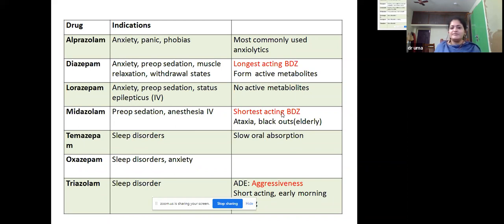Midazolam causes ataxia and blackouts in the elderly. And usually these drugs sedate and calm down the patient, but triazolam is a drug which causes aggressiveness. Early morning waking will be there because it is a short acting drug. So the drug which causes aggressiveness is triazolam.